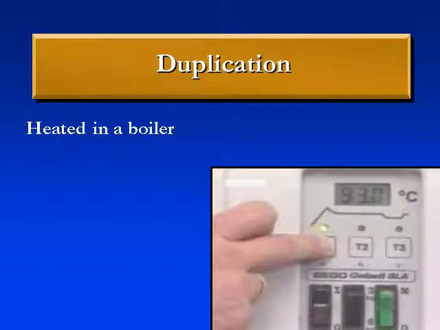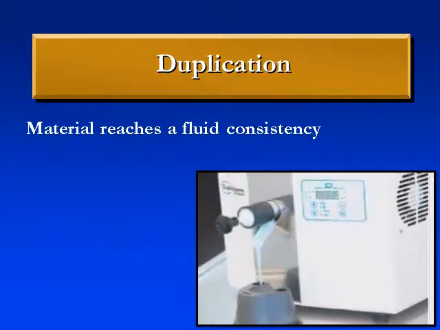Again, we heat it in the boiler and the material reaches fluid consistency. We pour it again in the duplicating flask if we want to use the material again for another duplication procedure. Because it is reversible, it can be reheated and resolidified.